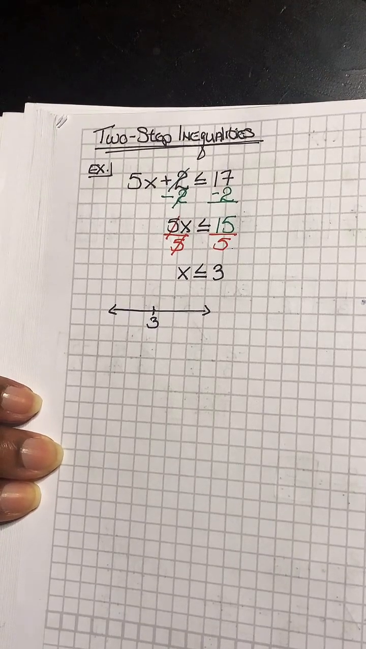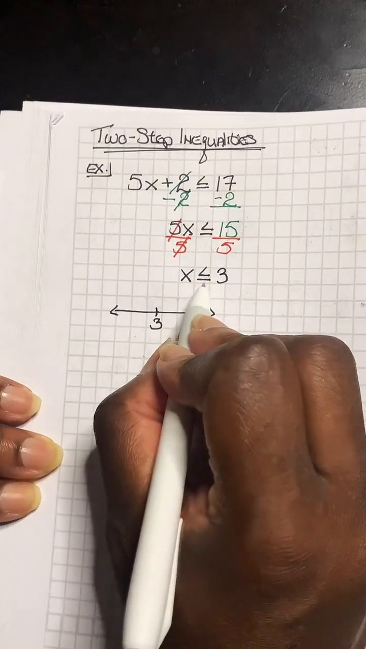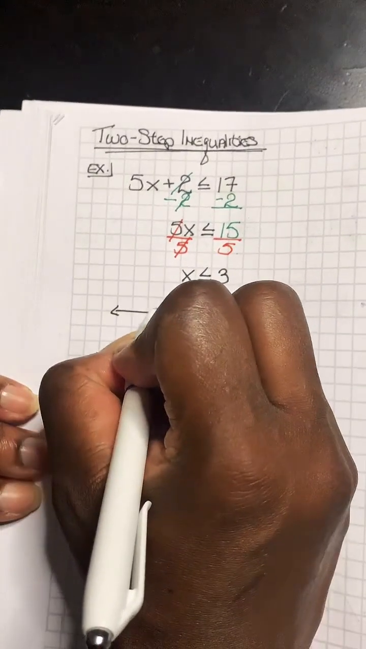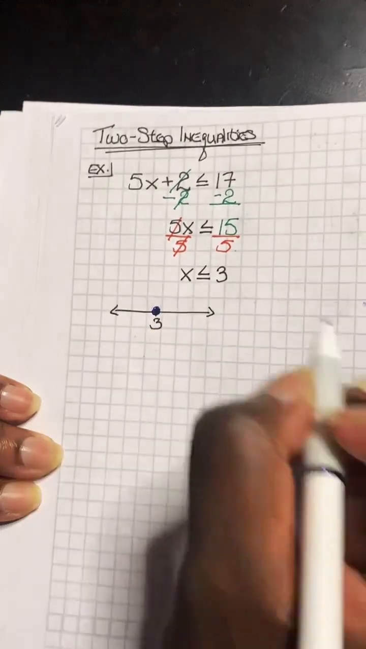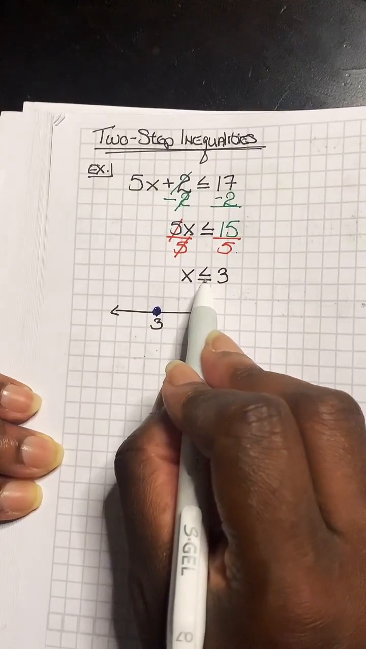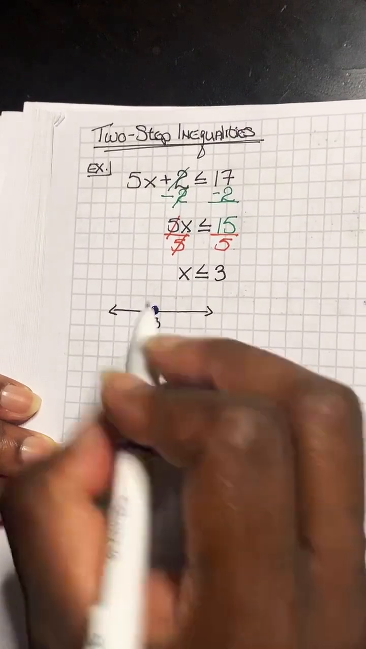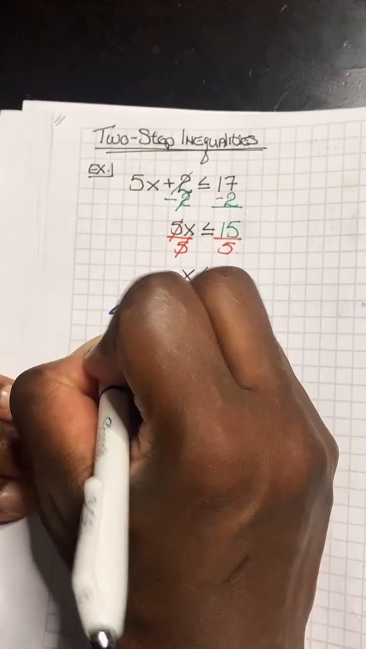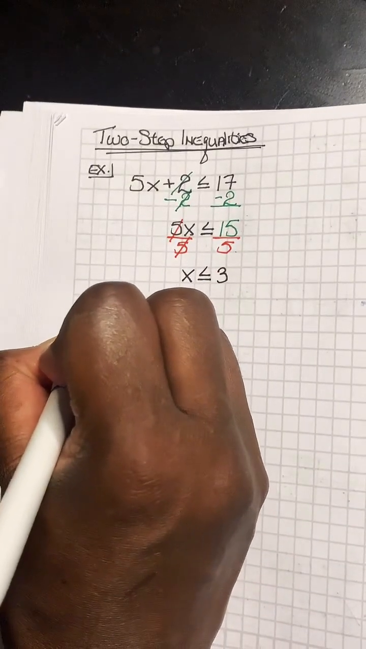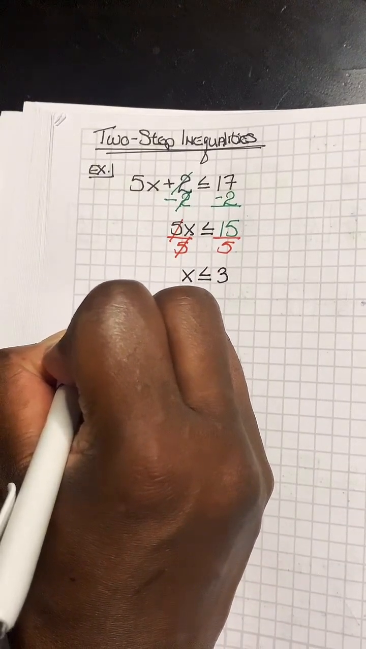All right, so if we take a look, since we have that equal to symbol, that means it's going to be a closed, a nice little dot. Now, x is less than, so we're dealing with numbers that are lower than 3, all the way to negative infinity.